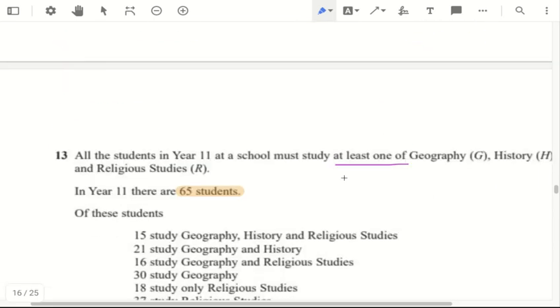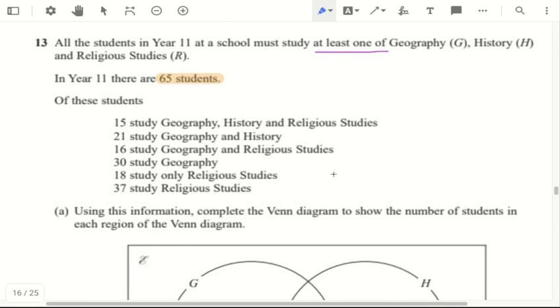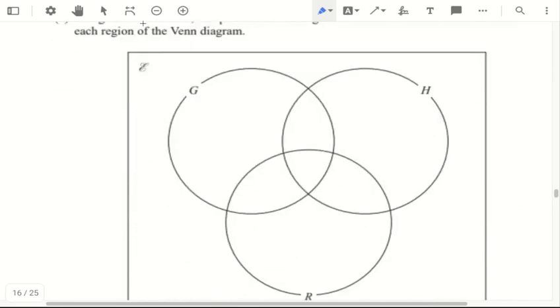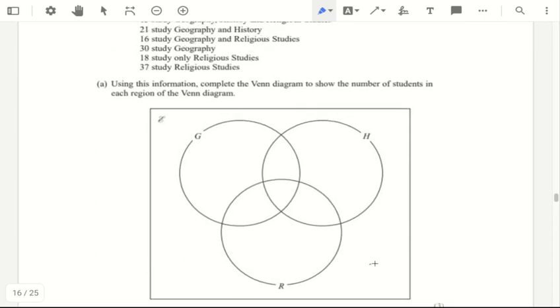Okay, next question. This is a Venn diagram question. So we're given 65 students in total, and note at least one of them needs to take geography, history, or religious study. So that means that in this Venn diagram here, there is no empty set. So it should be 0 outside.